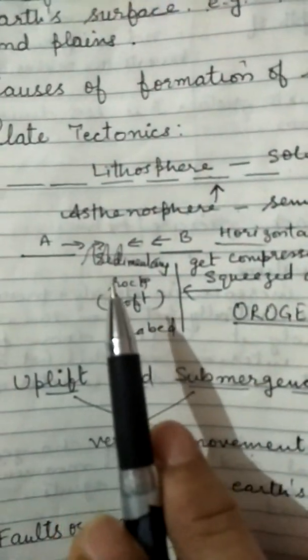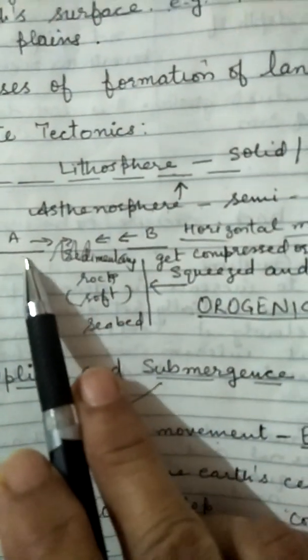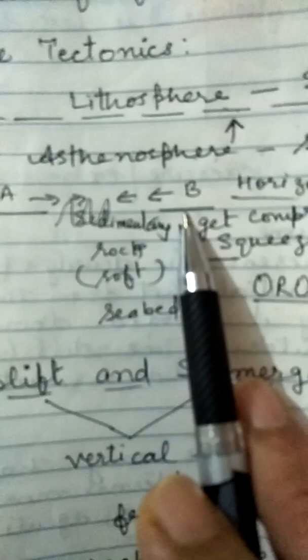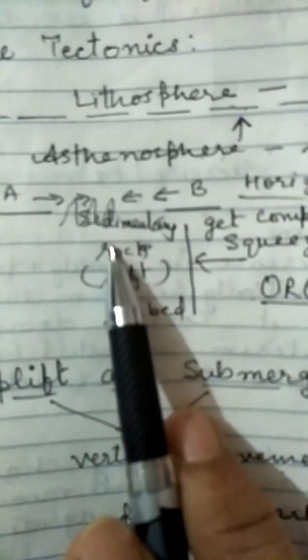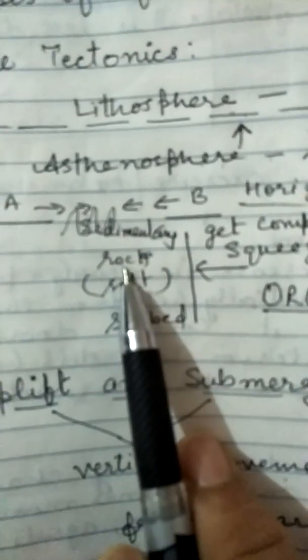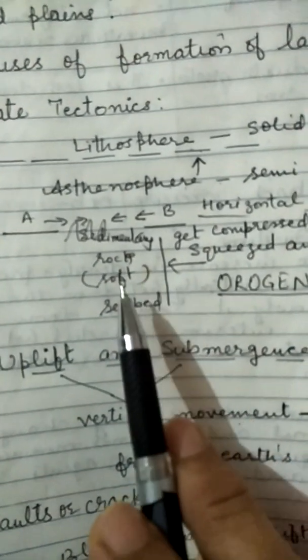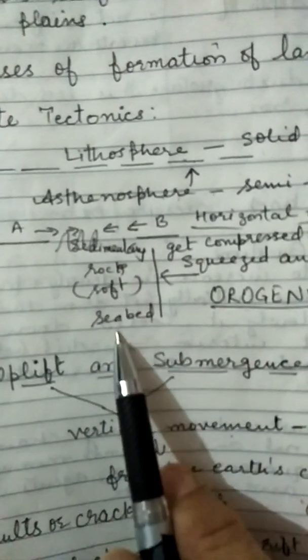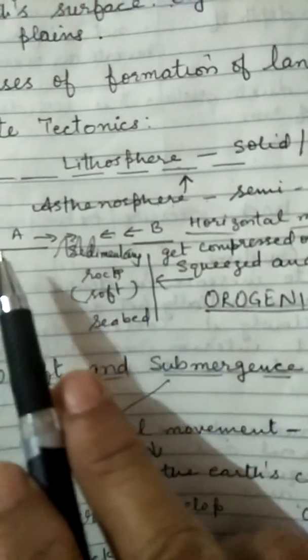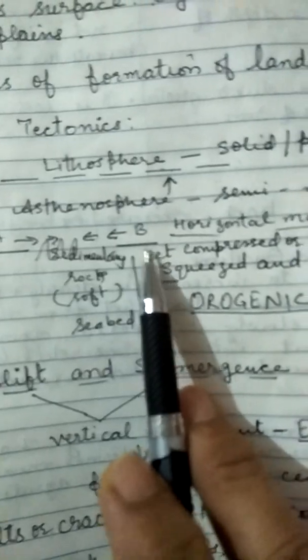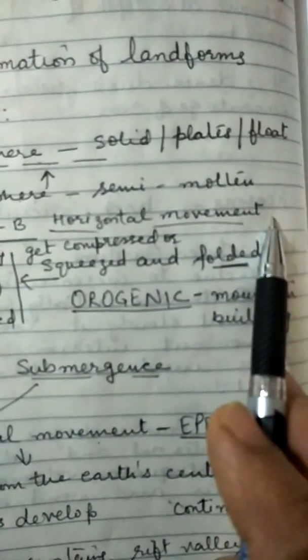For example, there are two plates, plate A and plate B. In between these two plates, we have sedimentary rocks. Sedimentary rocks are soft rocks. It may be an ocean bed or seabed. These two plates are moving towards each other. This type of movement is horizontal movement.